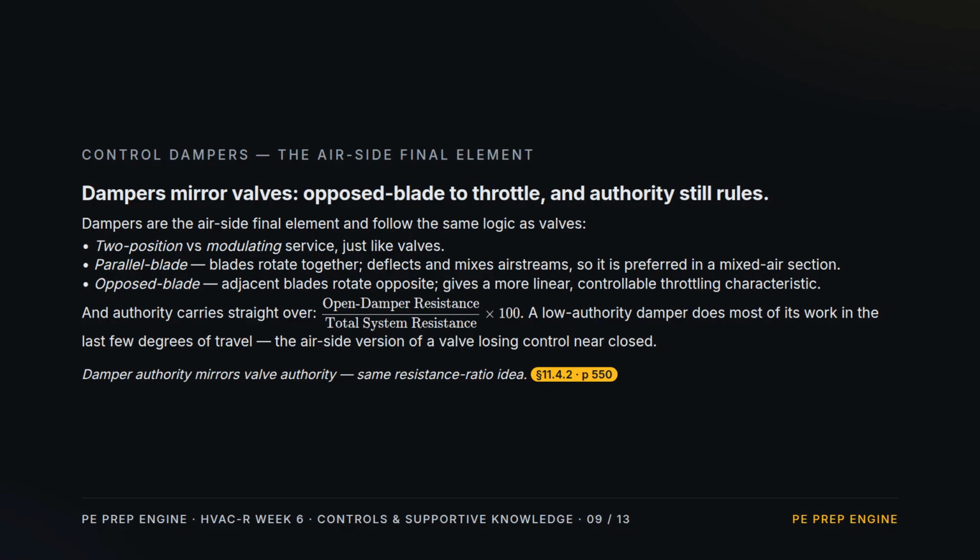Concept: control dampers. Dampers are the airside final element and follow the same logic as valves. Two-position versus modulating, just like valves. Parallel blade dampers rotate their blades together. They deflect and mix air streams, so they're preferred in a mixed air section. Opposed blade dampers rotate adjacent blades in opposite directions, giving a more linear, controllable throttling characteristic. And authority carries straight over: open damper resistance over total system resistance, times 100. A low authority damper does most of its work in the last few degrees of travel, the airside version of a valve losing control near closed.